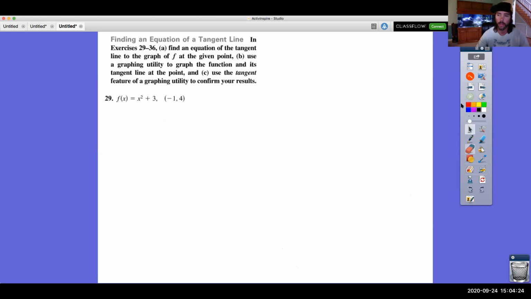Here's your next question. I'm going to cut off some of these directions. I cut these out of your book. The part with the graphing calculator, I'm not doing that.